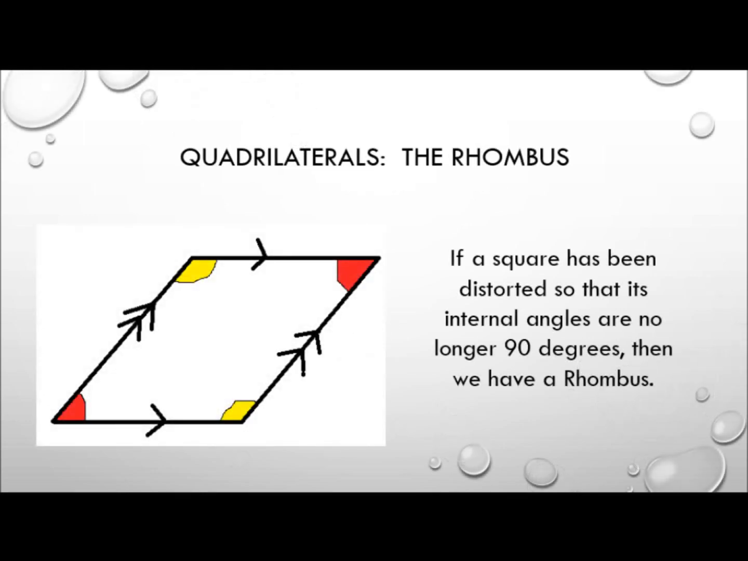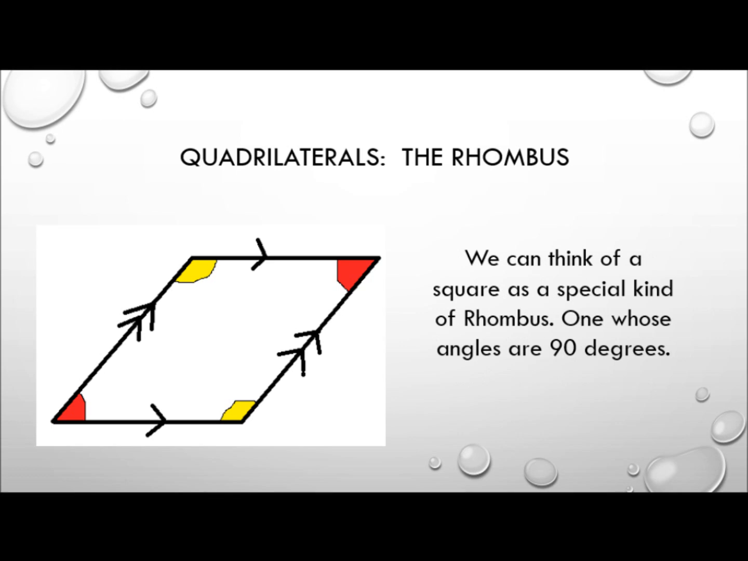If a square has been distorted so that its internal angles are no longer 90 degrees, then we have a rhombus. It's basically like a tired square who can no longer stand up straight. Another name for a rhombus is a diamond. So we can think of a square as a special case of a rhombus, one whose angles are 90 degrees. In other words, all squares are rhombuses, although not all rhombuses are square.